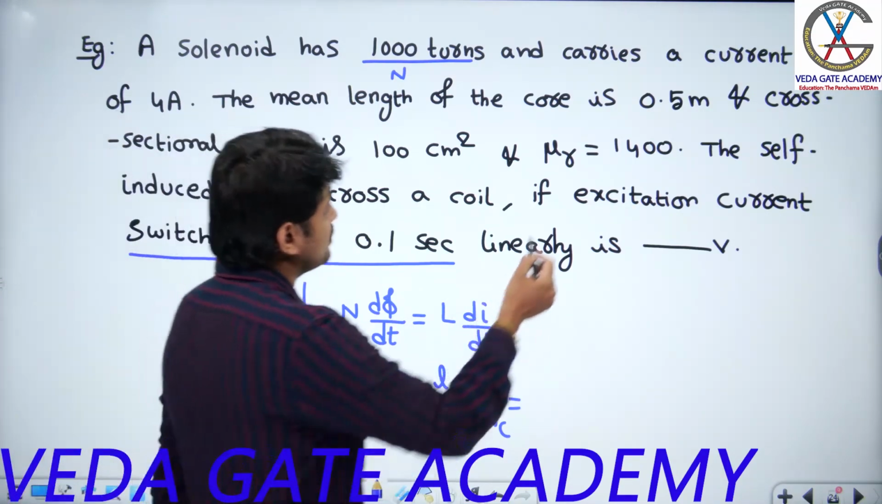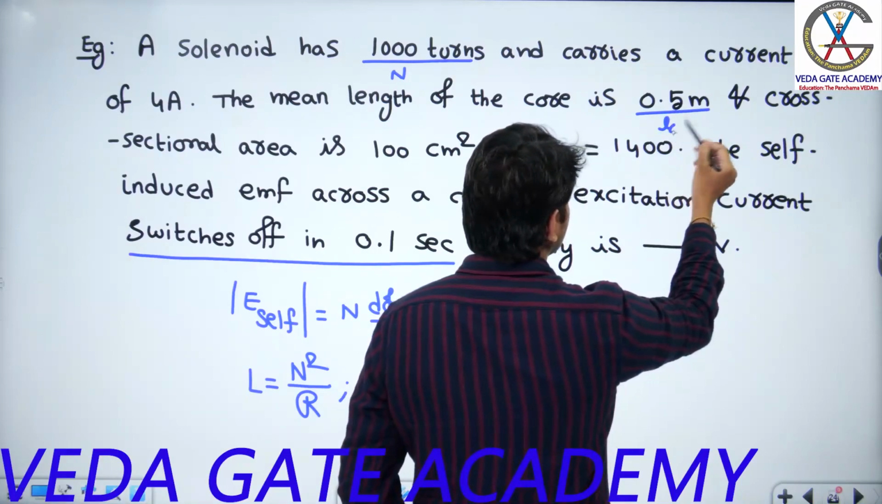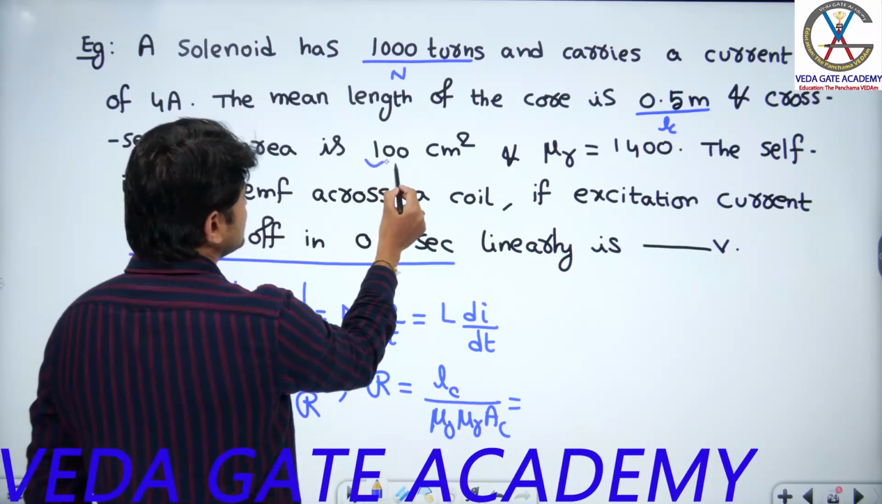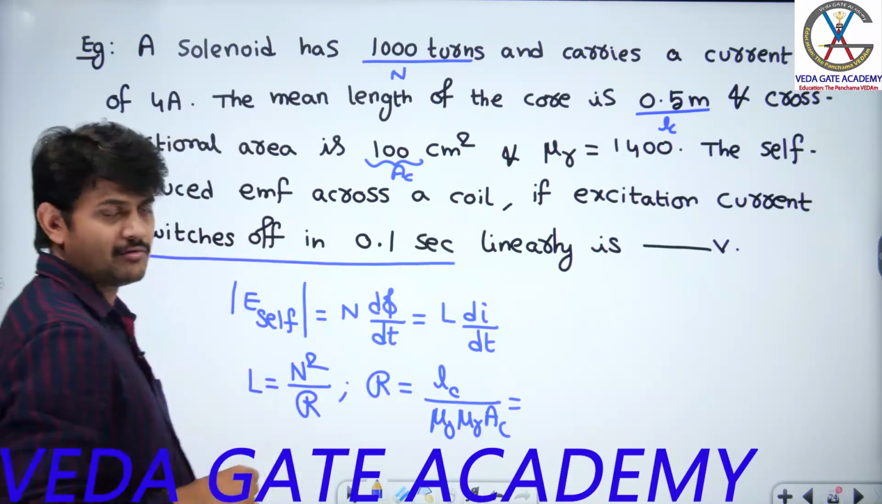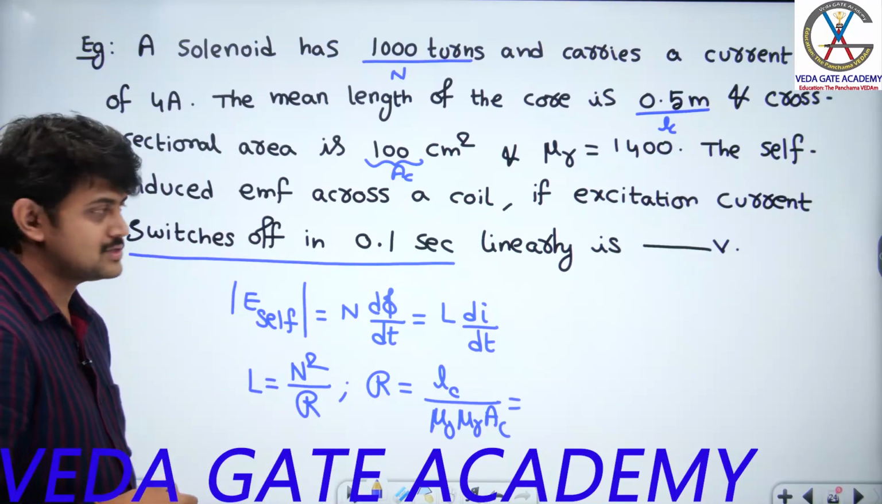So what is the length of the core? They have given 0.5 meters. This is the length of the core. And they have mentioned the cross section area of the core, 100 centimeters square. And they have given relative permeability anyway. So I can comfortably calculate the reluctance.